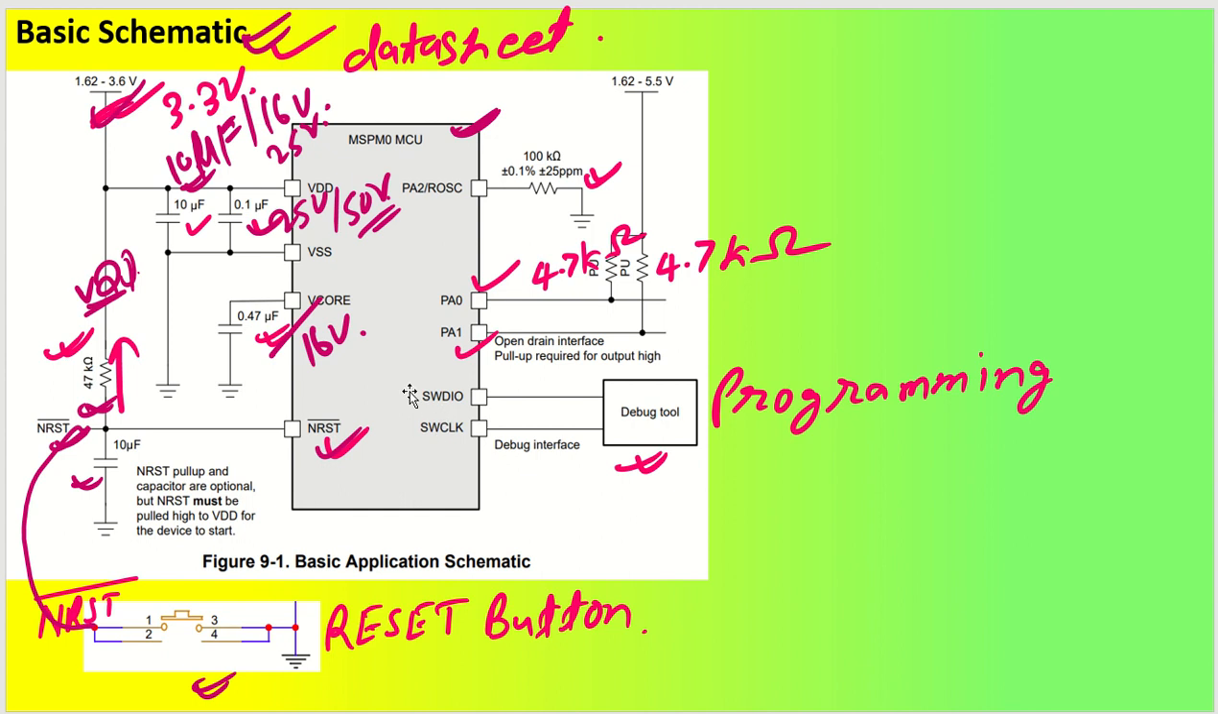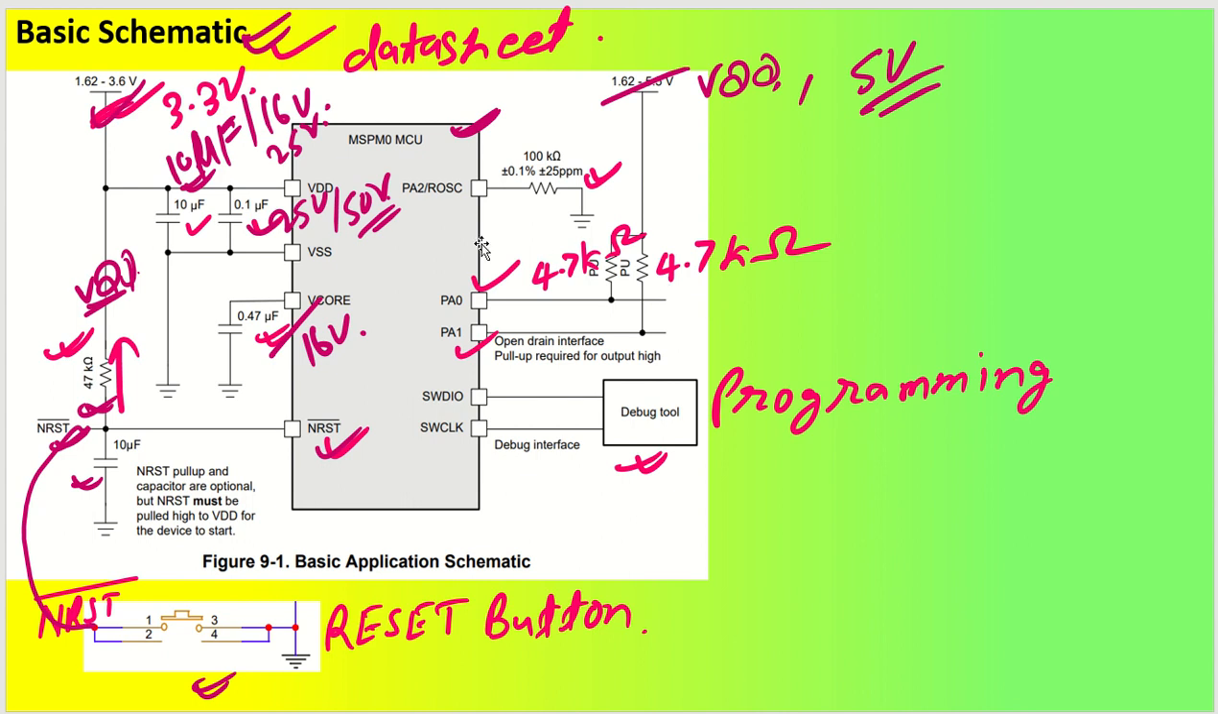Now we have programming pins. You can see we have the SWDIO pin and SWCLK pin directly going to get connected to our debug tool. We'll see that as well. And then we have open drain pins, which are PA0 and PA1. If you want to use these pins as output pins, then they must be pulled high. So that's why a pull-up resistor will be used. You can directly connect a 4.7 kilo ohm resistor to your VDD pin, or if you want, you can have a little higher voltage also, because they have high voltage capacity as well. So you can connect it to a 5 volt supply.